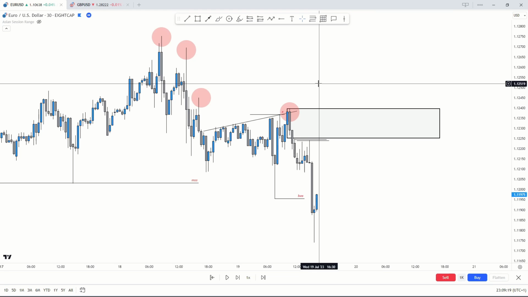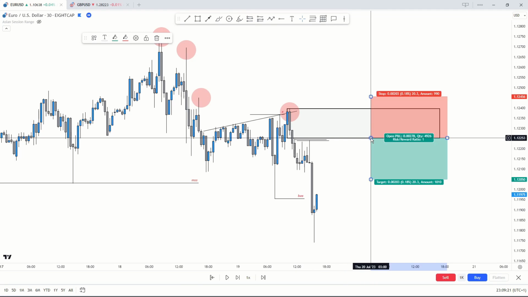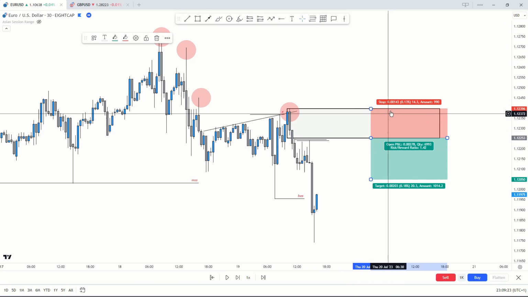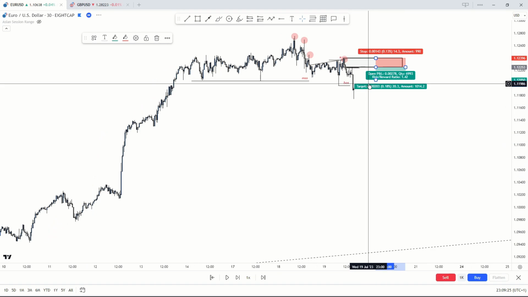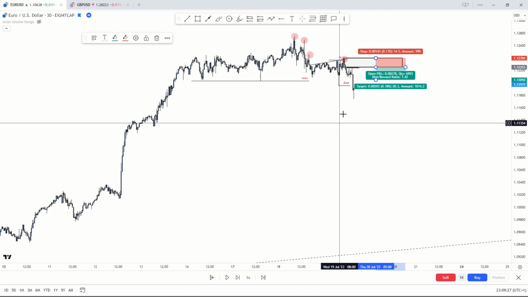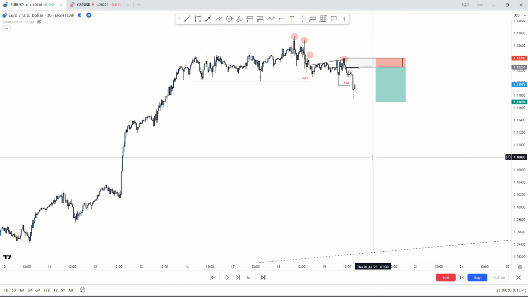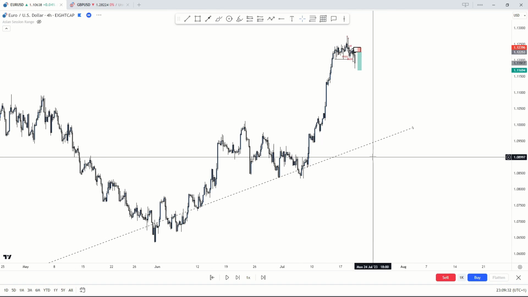We have our valid supply zone, right? We have our valid entry zone. 14 pip stop loss, lovely stop loss. Now we move on to step 4, which is talking about targets. So we're going to switch back onto the higher time frame to look for targets.